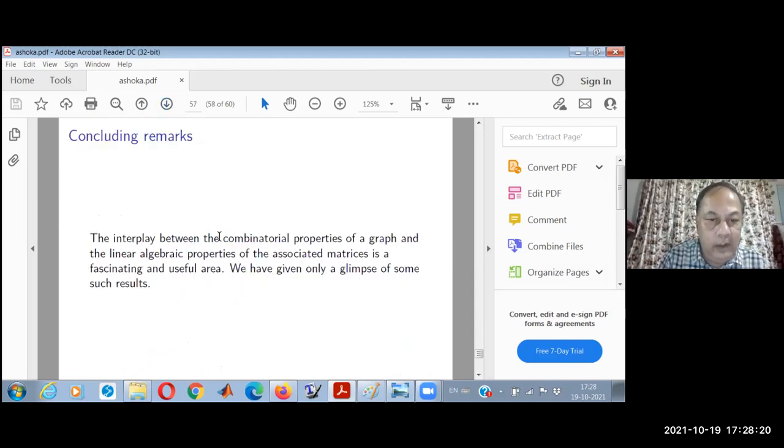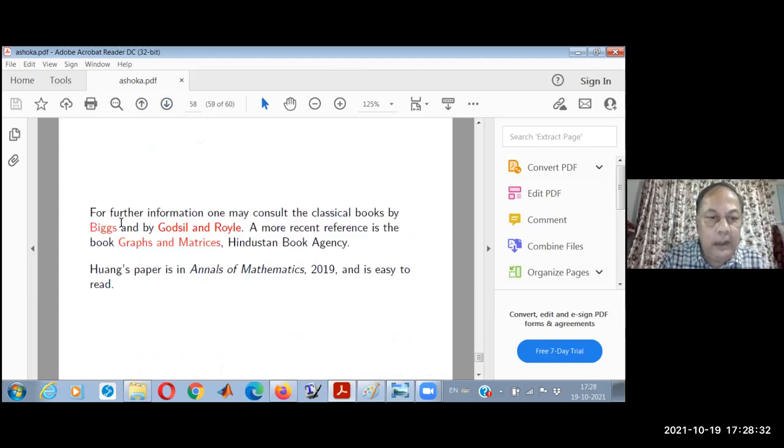Okay, so for the concluding remarks, we have the interplay between the combinatorial properties and linear algebraic properties of the associated matrices. I have only dealt with the adjacency matrix. For references, the classical book by Biggs, which has gone into a second edition, is quite old but different from the first edition, and is an important book in this area. Godsil and Royle is also a very important book. I have this book, Graphs and Matrices, and Huang's paper appeared in Annals of Mathematics in 2019. Okay, I can stop with that.